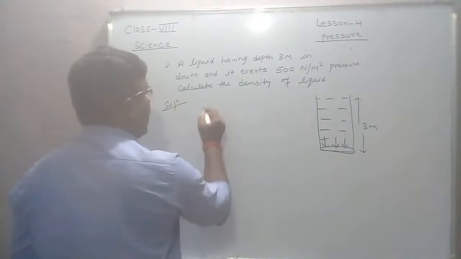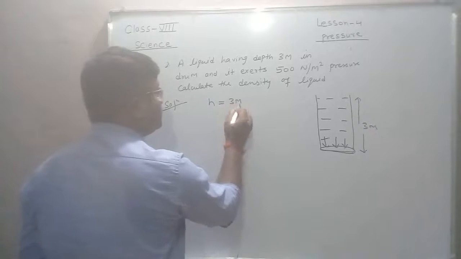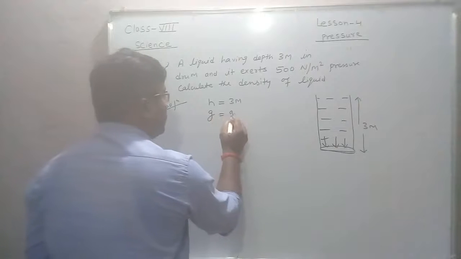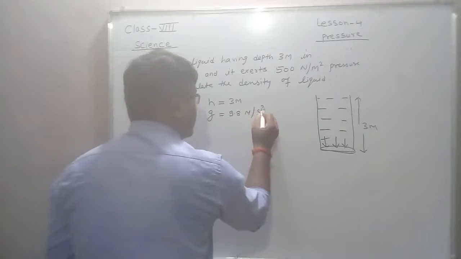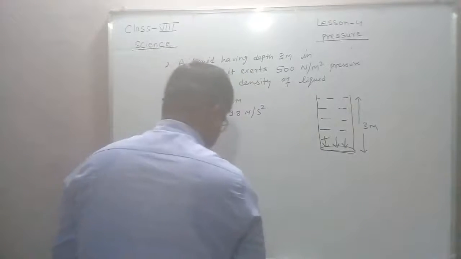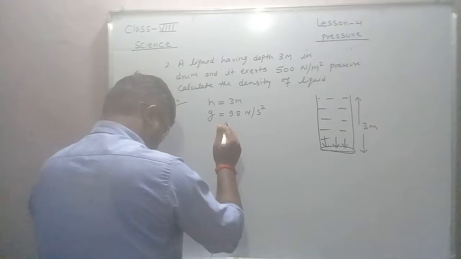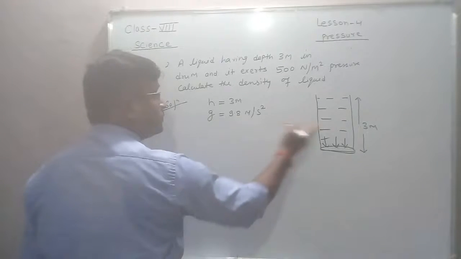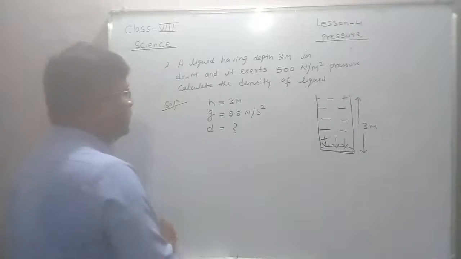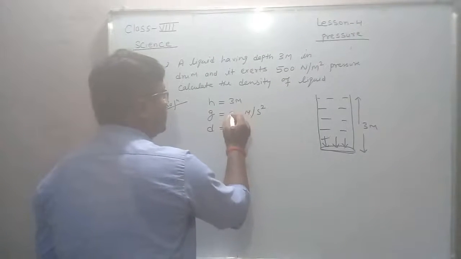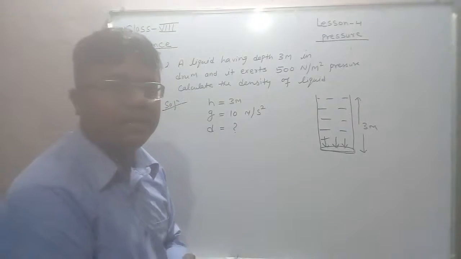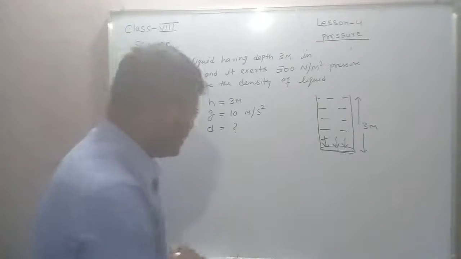In short, I will write: height h is given to us, 3 meter. Similarly, the value of g is 9.8 meter per square second, and we need to calculate the density. In place of g we can use 10 also for our convenience. In the previous question I used 9.8, that is exact, but for convenience we can use 10 also.